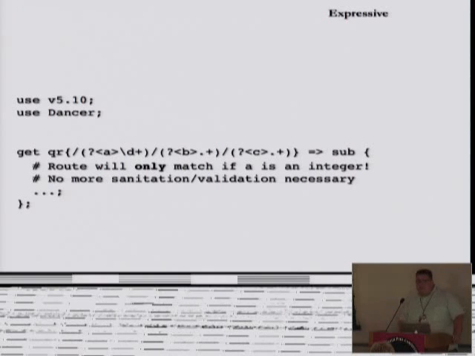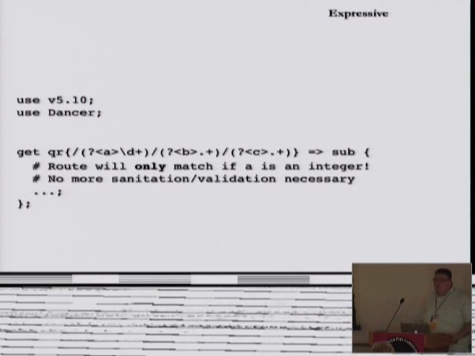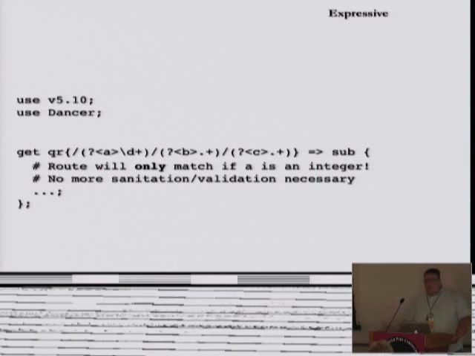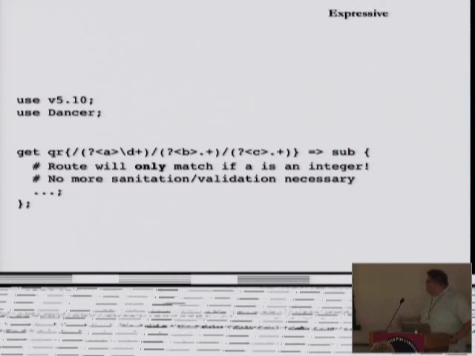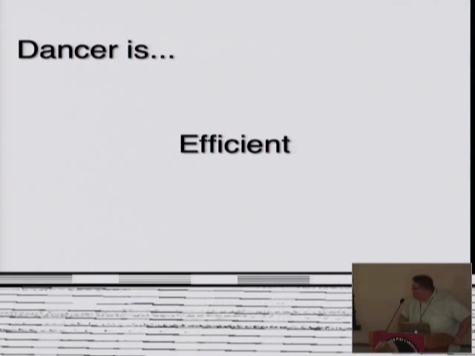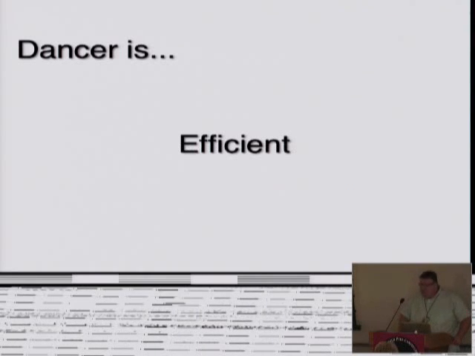So the cool thing about that is I've already validated my input. If this matches, I'm guaranteed that A is going to have an integer. Well, I'm guaranteed that it's going to have a Unicode numeral, which may or may not be an integer. But anyway, yeah, it's super good. And you guys are probably getting the message that Dancer is really efficient. It definitely is efficient. We're going to talk more about that now.